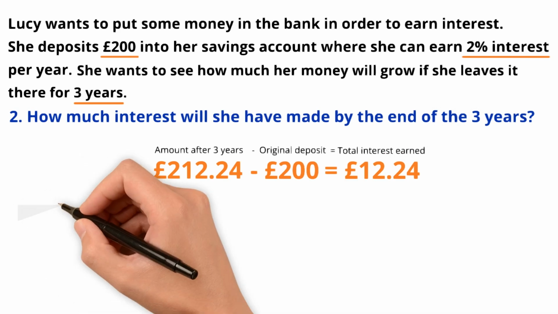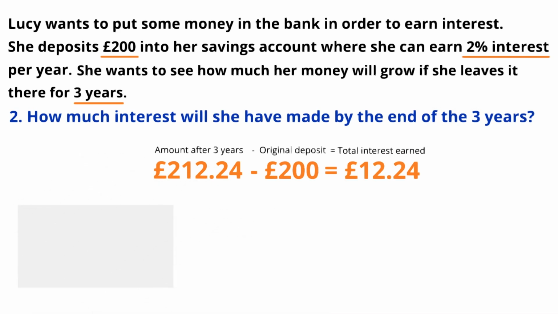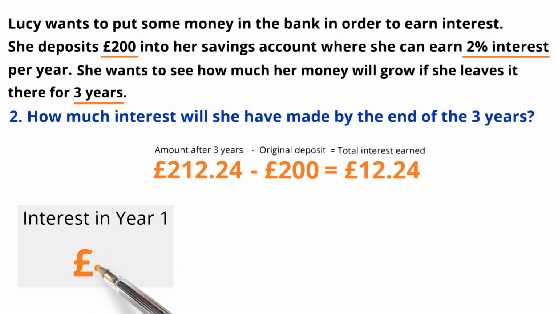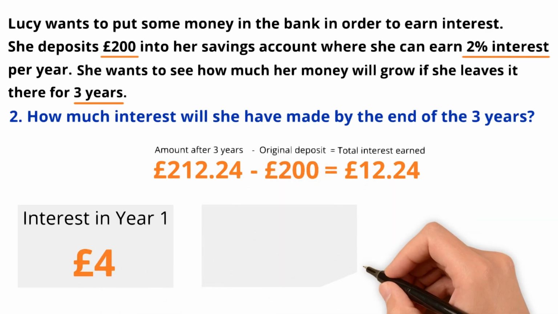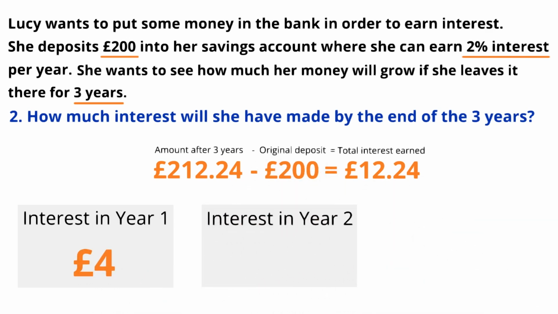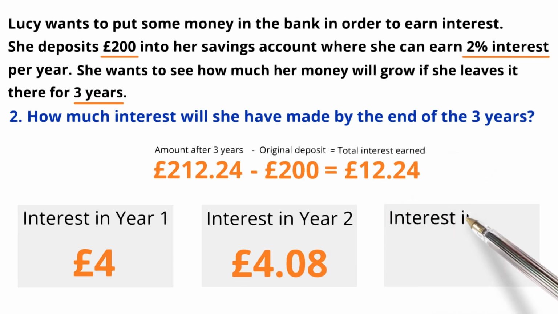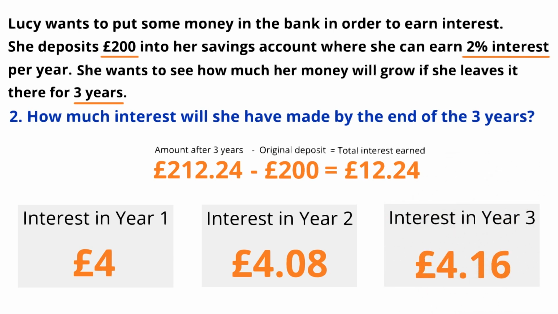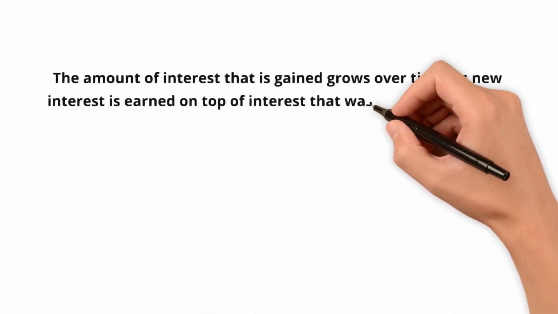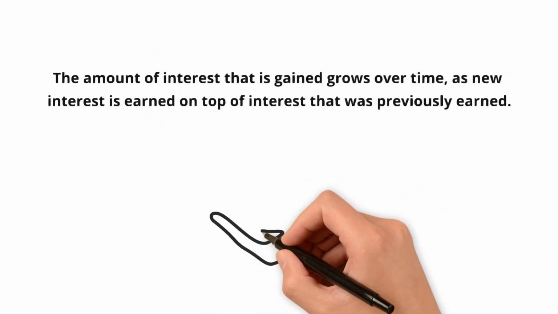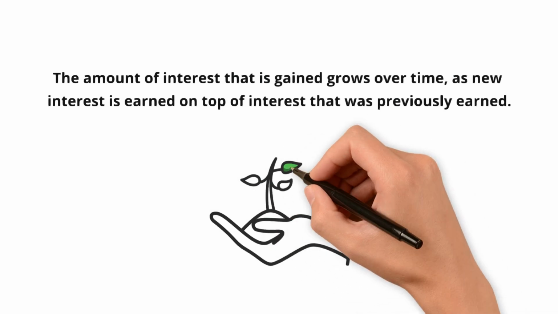You might have noticed from our calculations previously that Lucy earned £4 in interest in year 1, £4 and 8 pence in year 2, and £4 and 16 pence in year 3, to make up the total of £12 and 24 pence. This is the key aspect of compound interest. The amount of interest that is gained grows over time as new interest is earned on top of interest that was previously earned. Now, over to you.